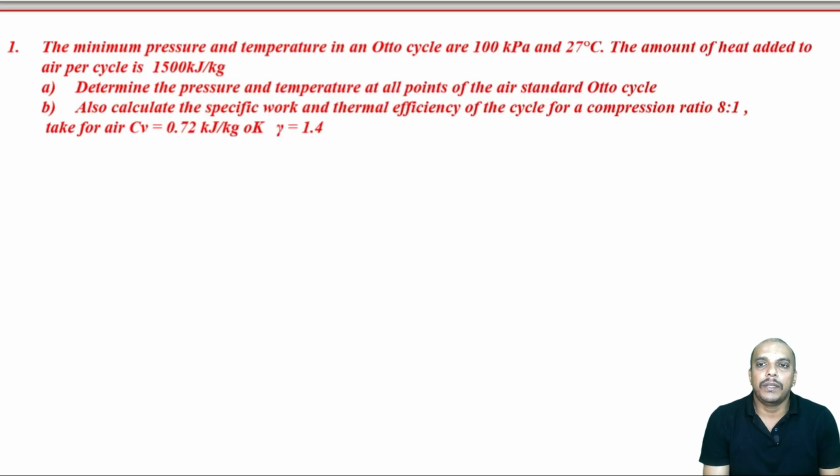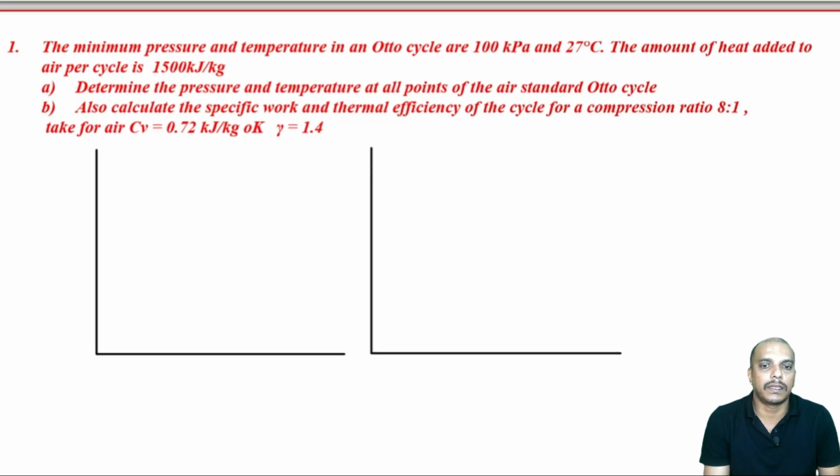Now, the minimum pressure and temperature in an Otto cycle are 100 kilopascal and 27 degrees Celsius. Our first duty is to draw the PV as well as TS diagram for an Otto cycle. The moment I see that the given problem is of Otto cycle, the first thing I do is draw the PV as well as TS plot.